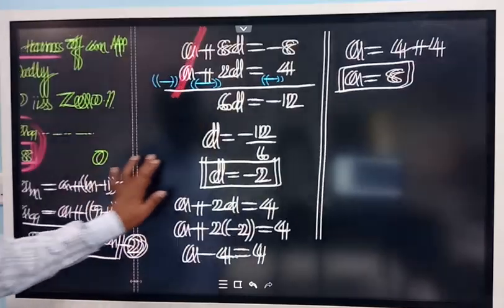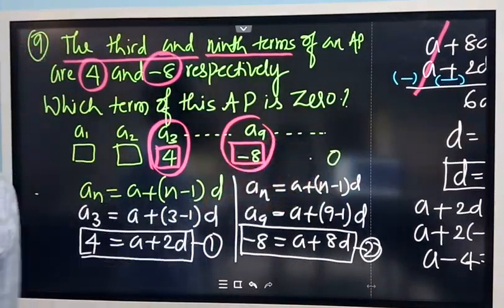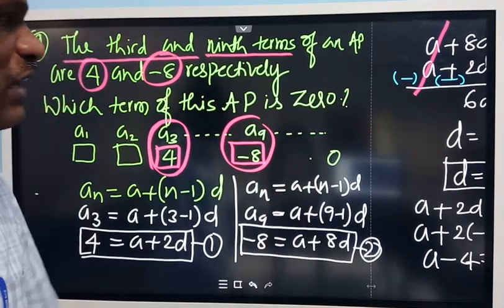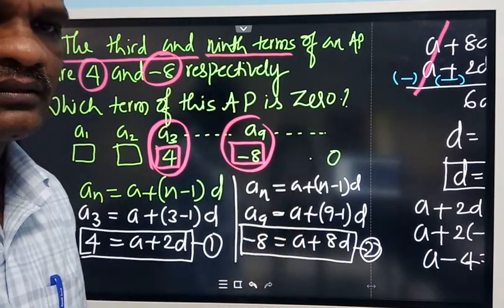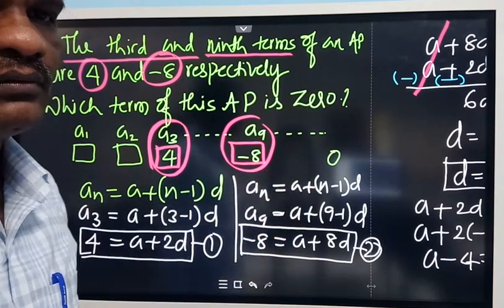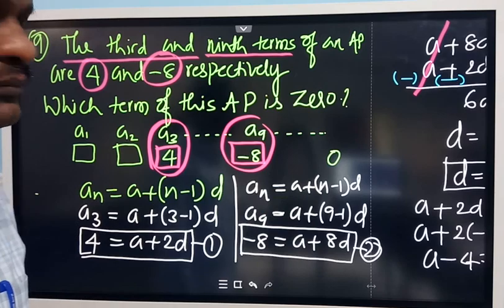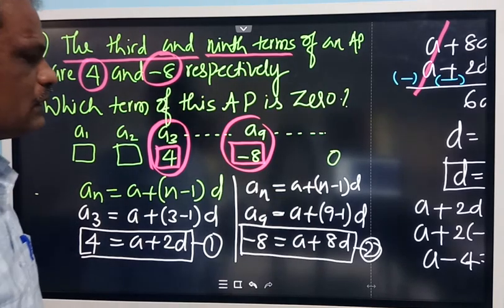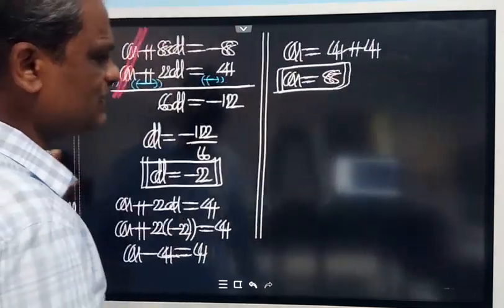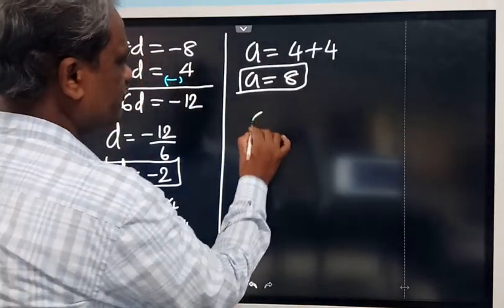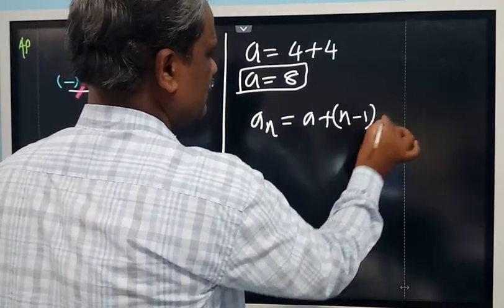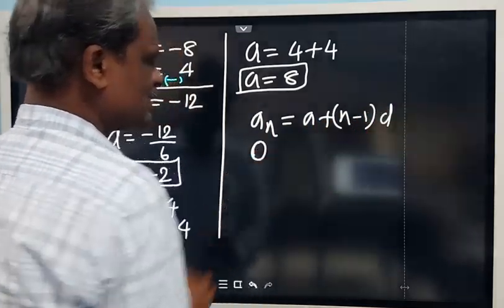The question is, they have given 0. Tell me what we have to consider. 0 should be considered as what? And what we have to find out here? What is this 0 here now? An, it is the nth term. So let us consider this as the nth term here. So we use the formula for the nth term, A plus n minus 1 into D. So the nth term, let us take that as 0.